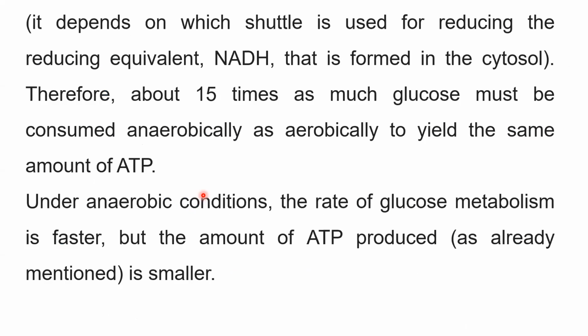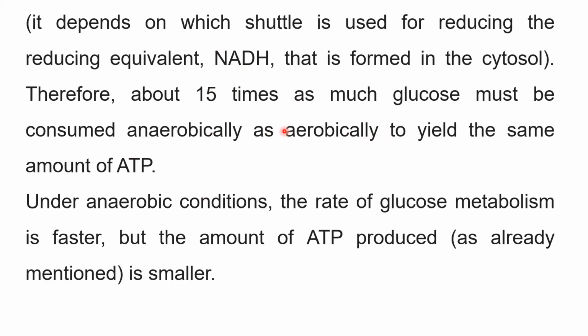So it depends on which shuttle is used for reducing the reducing equivalent. In this case, you will get the reducing equivalents in the form of NADH, which is formed in the cytosol. Therefore, about 15 times as much glucose must be consumed anaerobically as aerobically to yield the same amount of ATP.